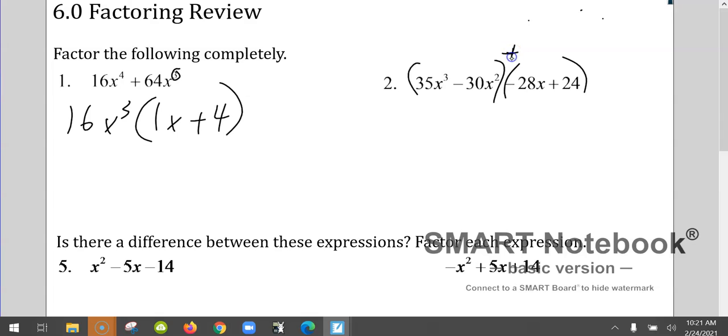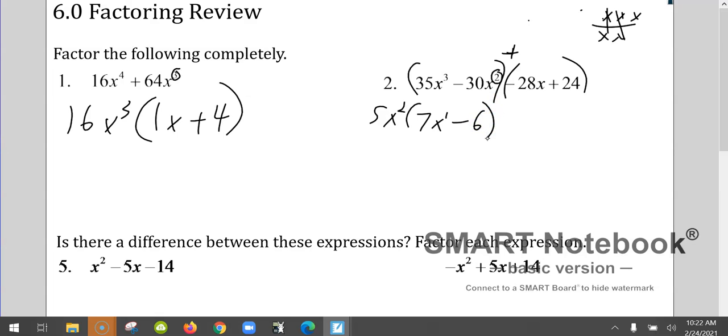So we're going to ask ourselves, what goes into 35 and 30? Well, that's hopefully obviously 5. And what goes into x cubed and x squared? Well, again, we're going to look for the smallest degree and take that out of both. So now I divide. 35 divided by 5 is 7. X cubed divided by x squared. Remember, if you need to remind yourself, that looks like this. X, 3 minus 2 is 1. And then negative 30 divided by 5 is negative 6, and the x squareds cancel.